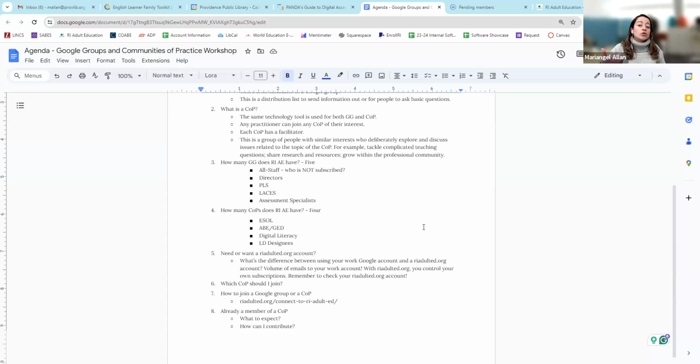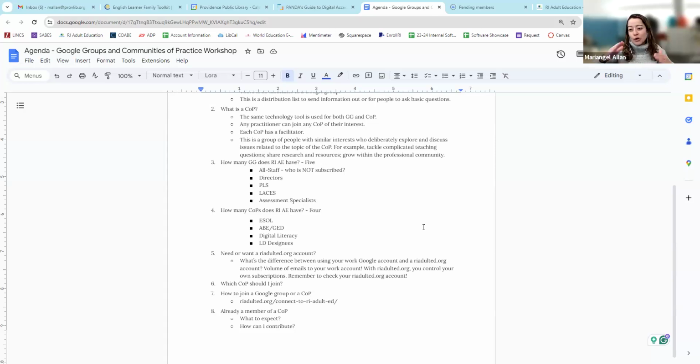Another could be also to share resources, to share any repertoire of resources that you may have. And the goal is to grow professionally and within your expertise as well. But it's more organized, or more deliberate, we might say, the COP than a Google group.